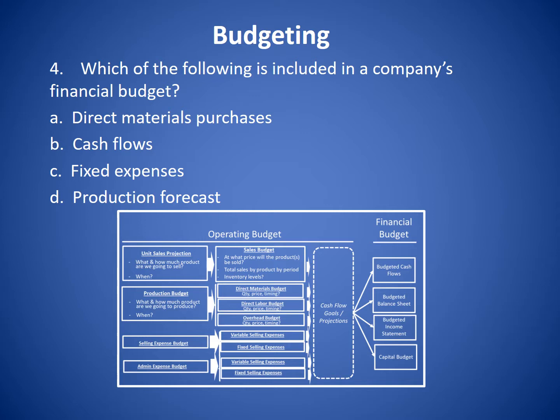Number 4, which of the following is included in a company's financial budget? If you remember that first PowerPoint slide, all those items located over on the far right, and you're given 4 choices. So which of the following items is included in the company's budget? So go ahead, stop the video, arrive at your answer, and when you're ready, go ahead and restart your video.